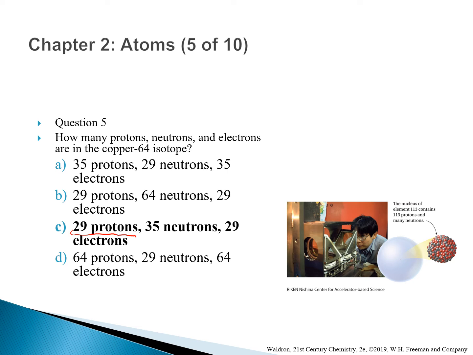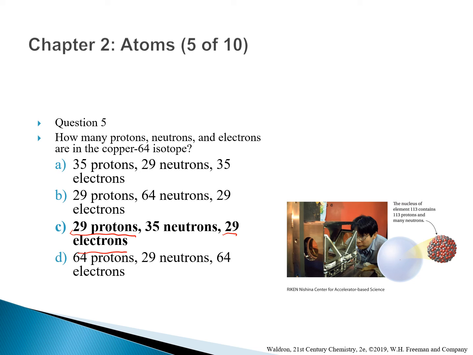And then, because an atom has a neutral charge and protons are positively charged, you need to have the same number of negatively charged electrons to balance it. So you will have 29, the same number of electrons.